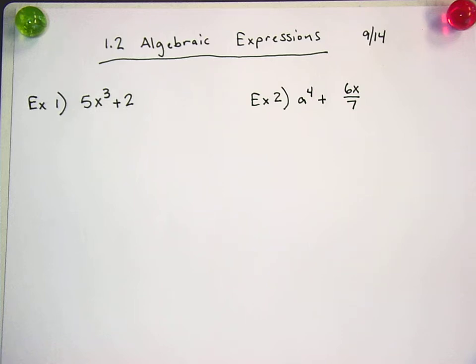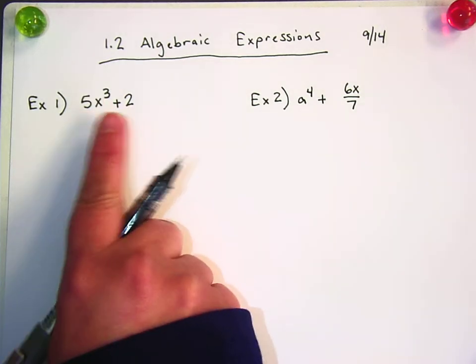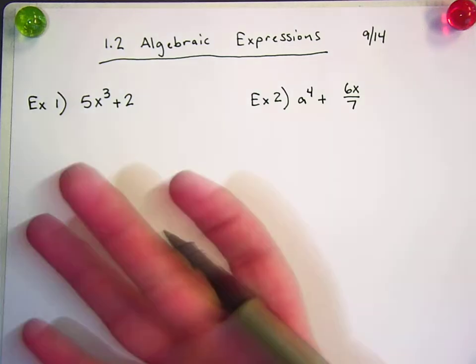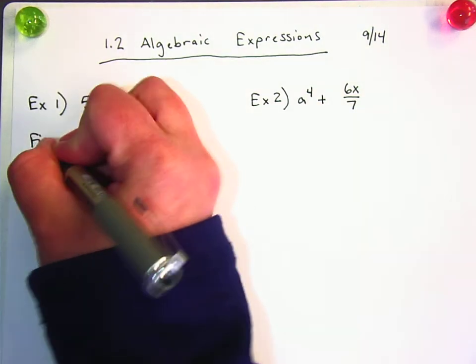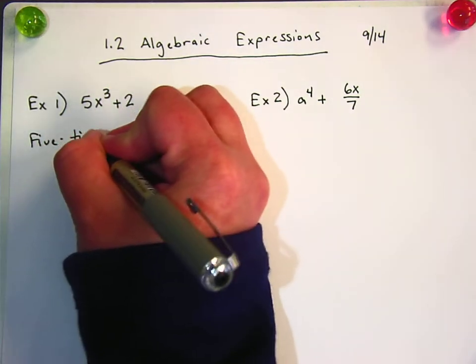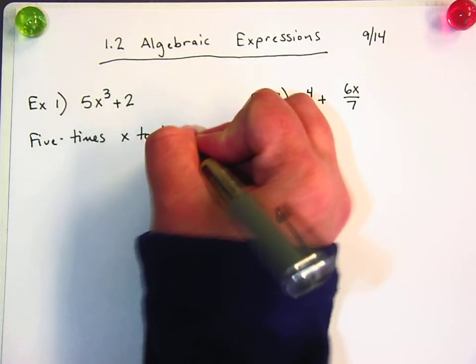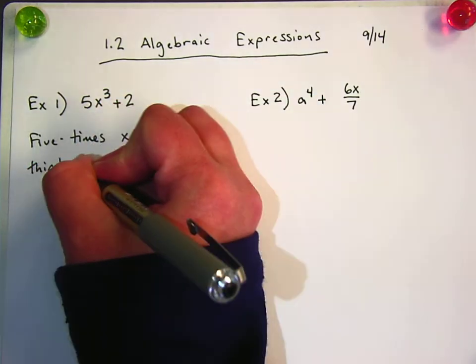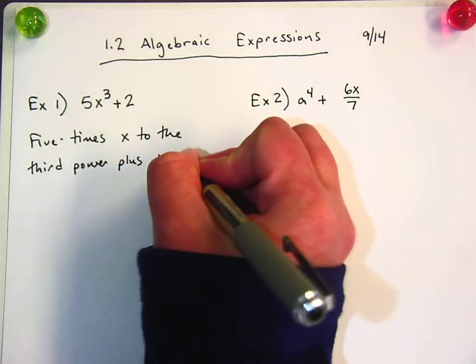So the first part of this assignment is going to be looking at letters, variables, and numbers, and writing it out in English, just like the last assignment was taking English phrases and writing them out as symbols and letters. So this is 5 times x to the 3rd power plus 2.